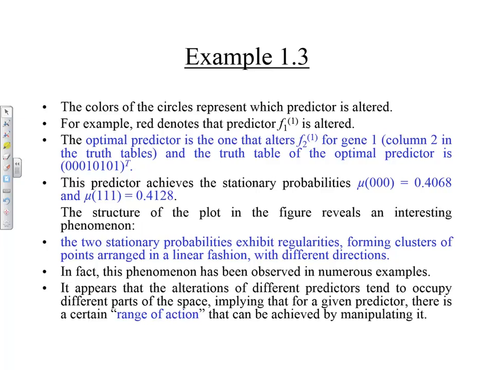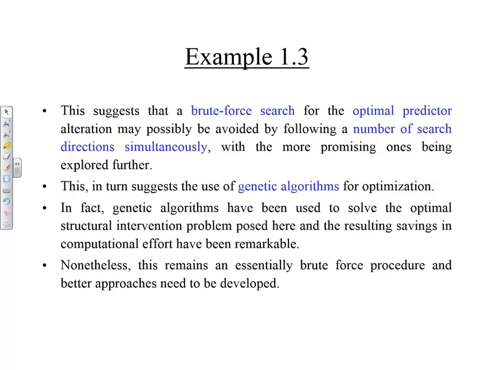The two stationary probabilities exhibit regularities, forming clusters of points arranged in a linear fashion with different directions. In fact, this phenomenon has been observed in numerous examples. It appears that the alterations of different predictors tend to occupy different parts of the space, implying that for a given predictor there is a certain range of action which could be achieved by manipulating it. So based on that, you would like to use some genetic algorithm. This suggests that a brute force search for the optimal predictor alteration may possibly be avoided by following a number of search directions simultaneously, with the more promising ones being explored further. And this in turn suggests the use of genetic algorithms for optimization.